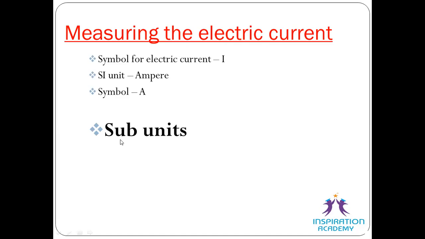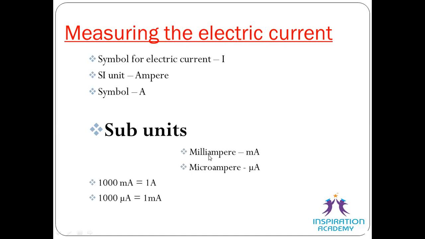Now let's talk about the subunits. Here is the symbol for milliampere and this is the symbol for microampere. 1000 milliamperes equals 1 ampere, while 1000 microamperes equals 1 milliampere.